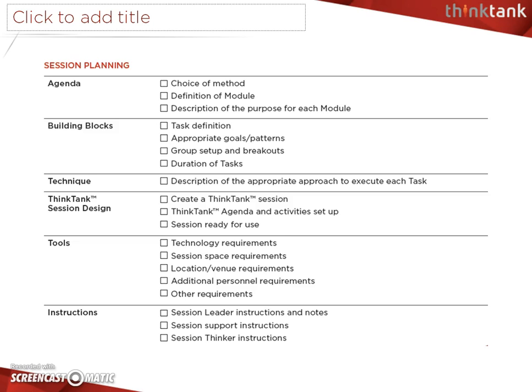Now, once we have the overall agenda, we then look at how the different elements in the agenda are going to be delivered. That's what we call building blocks. So for each of the agenda points, each of the modules, if you want, in an agenda, we define tasks for each step of the agenda. We talk about the appropriate goals that are needed, the patterns, so what actually needs to happen, what type of collaboration we will do during each agenda module.